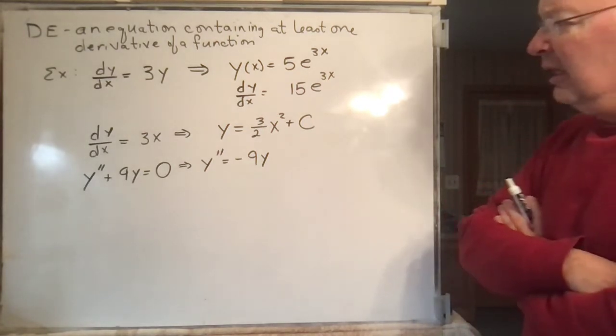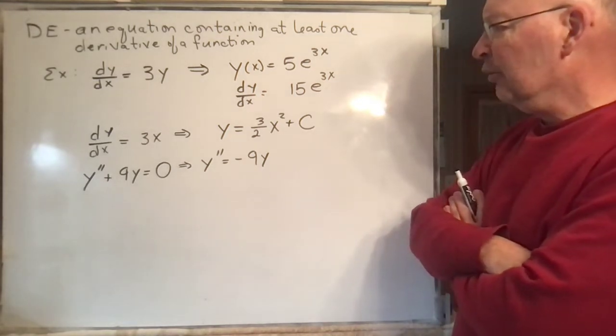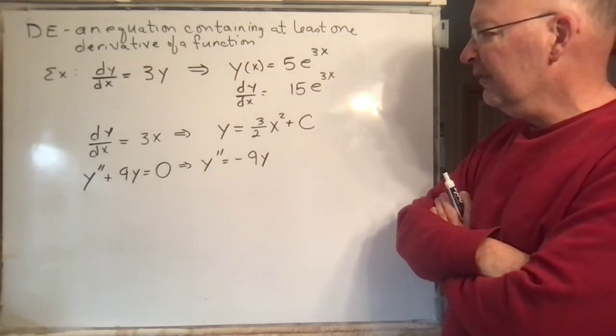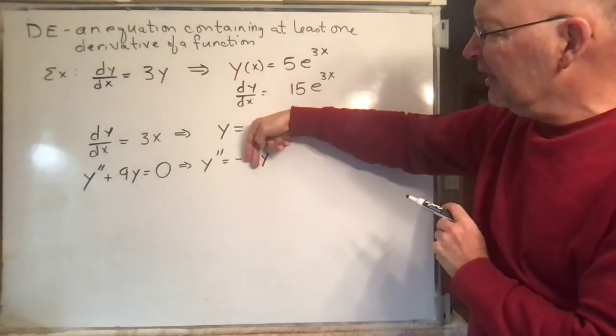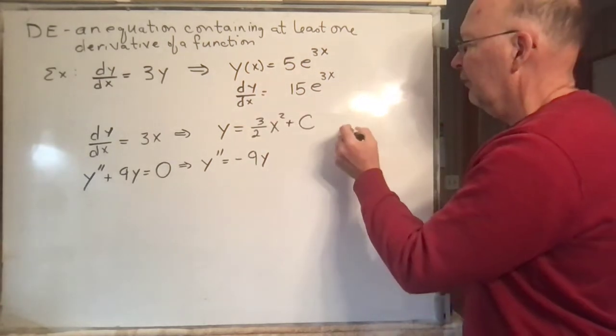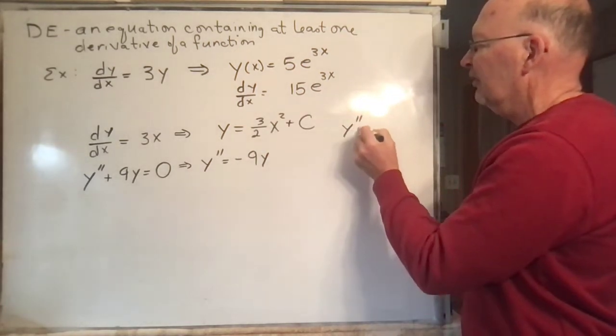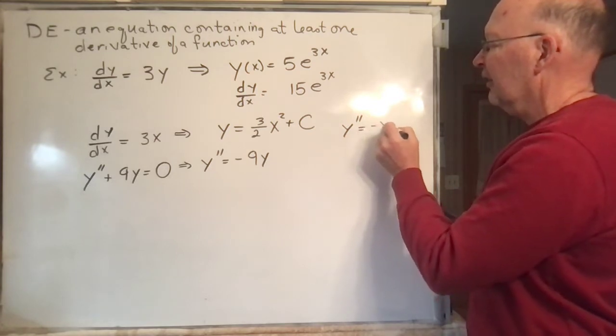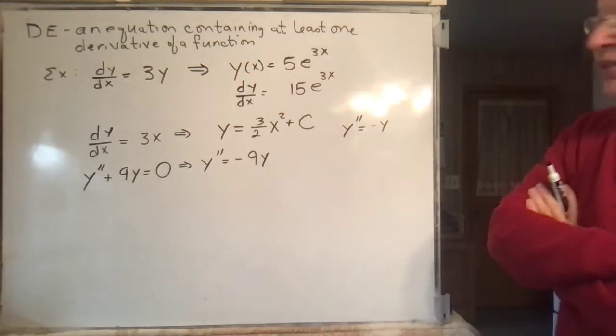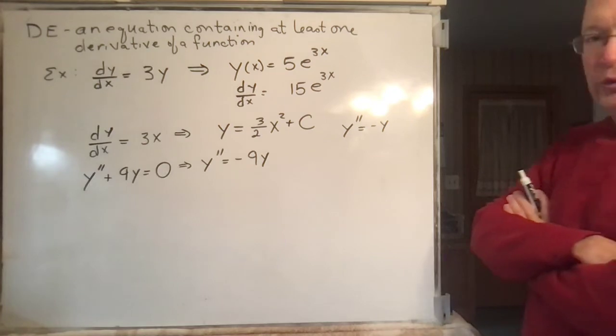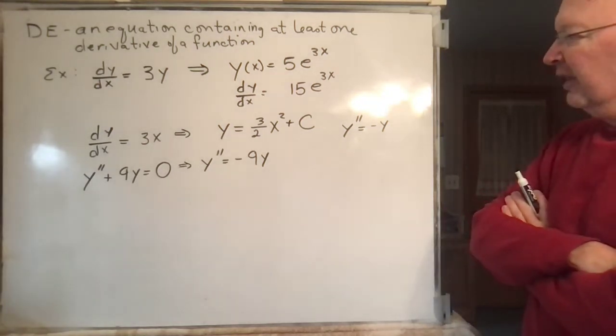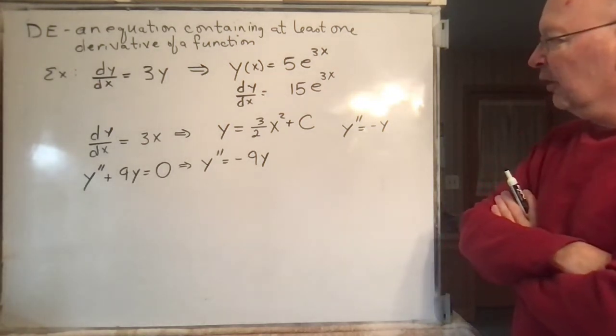Again, this one might come to mind. You think, well, let's see. By the time you take the second derivative, you end up with the negative of the function. Let's pretend that 9 wasn't there. Can you think of what would satisfy that? What would satisfy this? By the time you take the second derivative, you end up with the negative of the function. There's two functions that satisfy that. It's the sine and the cosine.